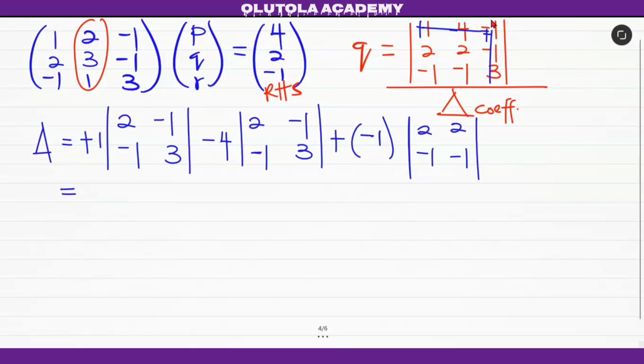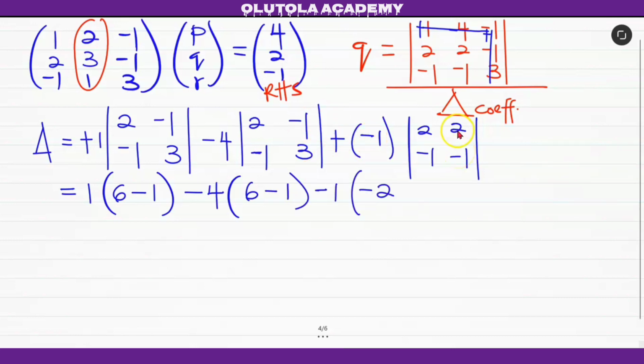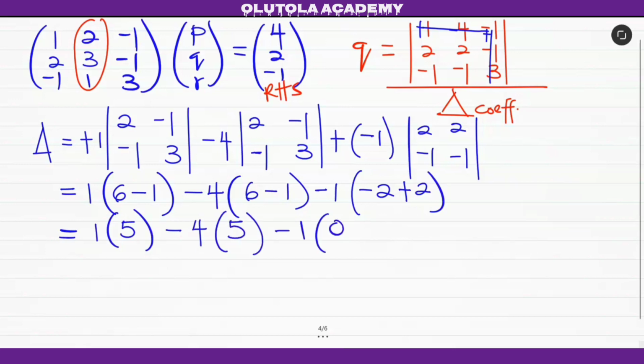So evaluating this, I have 1 into 2 times 3, 6, minus, this will give us 1, minus 1, minus 4. This will give us 6 again, minus 1. Then this will give us negative 1, negative 2, and minus, that will be plus now, plus 2. So 5 minus 4, 5 again, then minus 1, 0. So this will give us 5 minus 20 minus 0, and we got this to be negative 15.